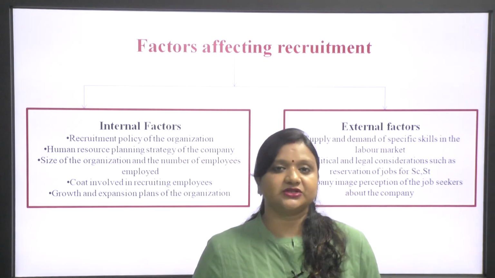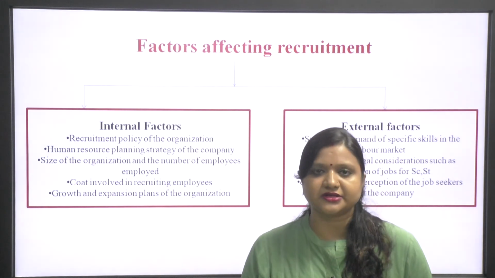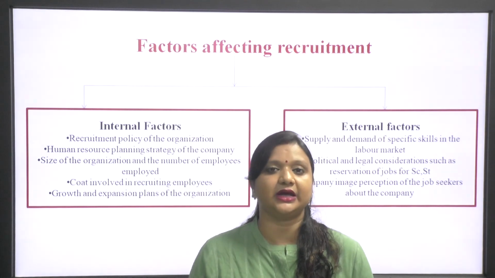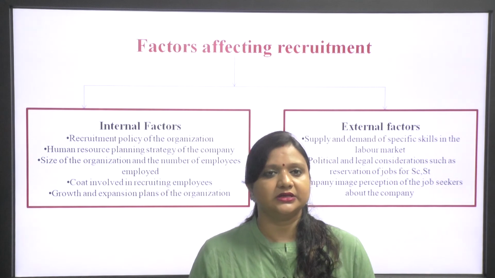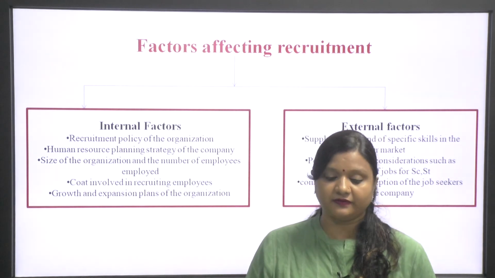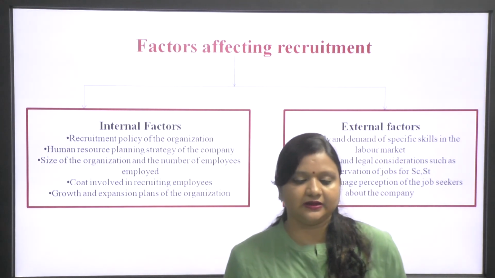And the growth and expansion plan: if the organization is trying to grow and expand its branches and offices to other geographical areas, obviously that needs some amount of manpower. So, these are some of the internal factors. If we talk about external factors, they are like supply and demand of specific skills in the labor market.